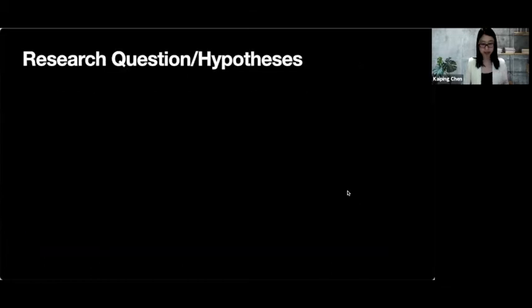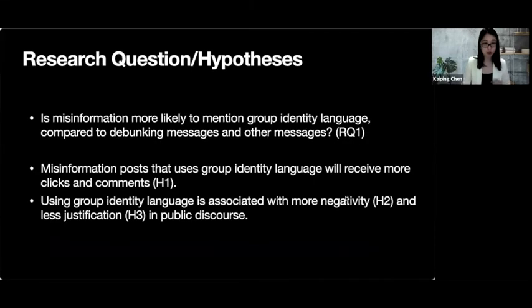So grounded in this theory and the literature, we propose the below research questions and hypotheses. So the first research question is, we ask, is misinformation more likely to mention group identity language compared to debunking messages and other messages? And then hypothesis 1, hypothesis 2 and 3 all look into the consequences of using group identity language.